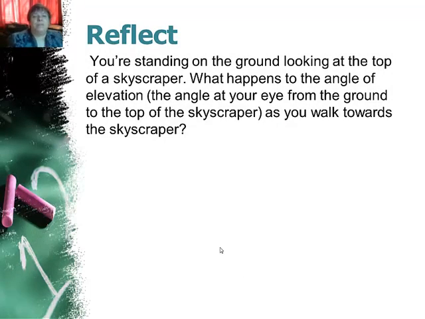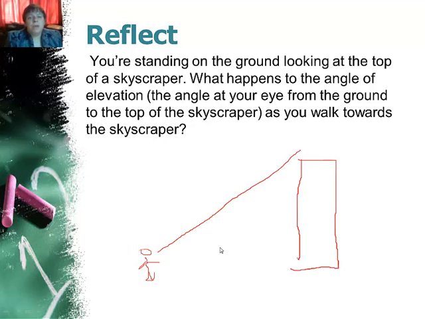Now your reflection. You're standing on the ground looking at the top of a skyscraper. What happens to the angle of elevation, the angle at your eye from the ground to the top of the skyscraper, as you walk towards a skyscraper? So it helps to draw a picture. And you can see here that your angle of elevation would be right here, right? And then as you walk closer to the building, you're actually going to have to look up a little more.